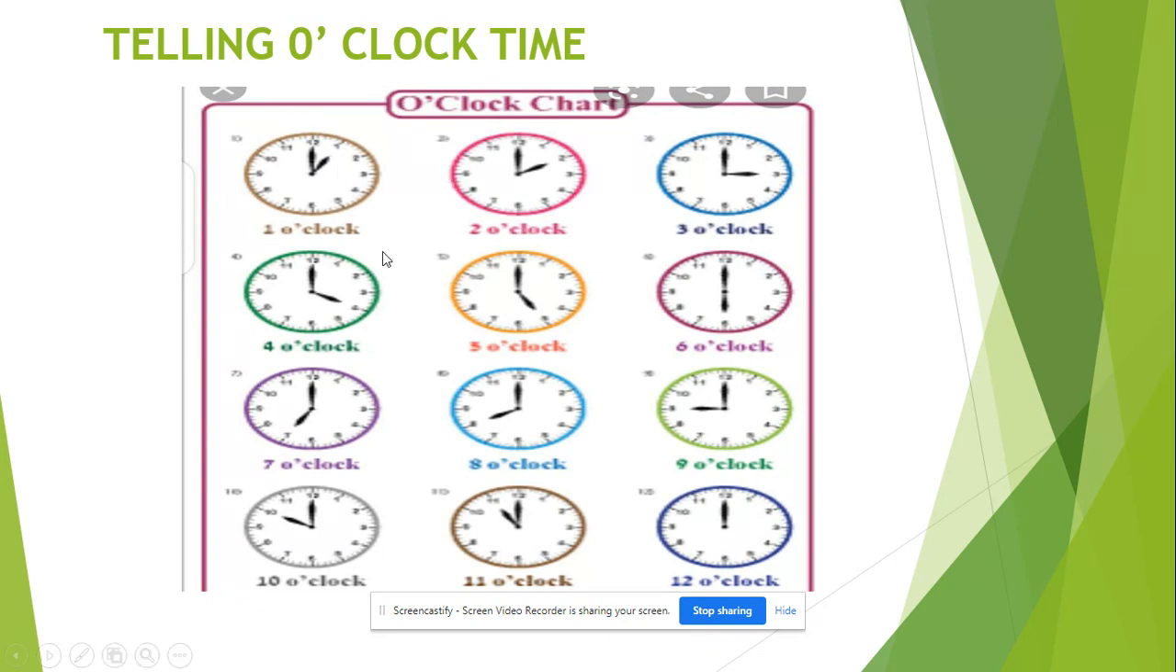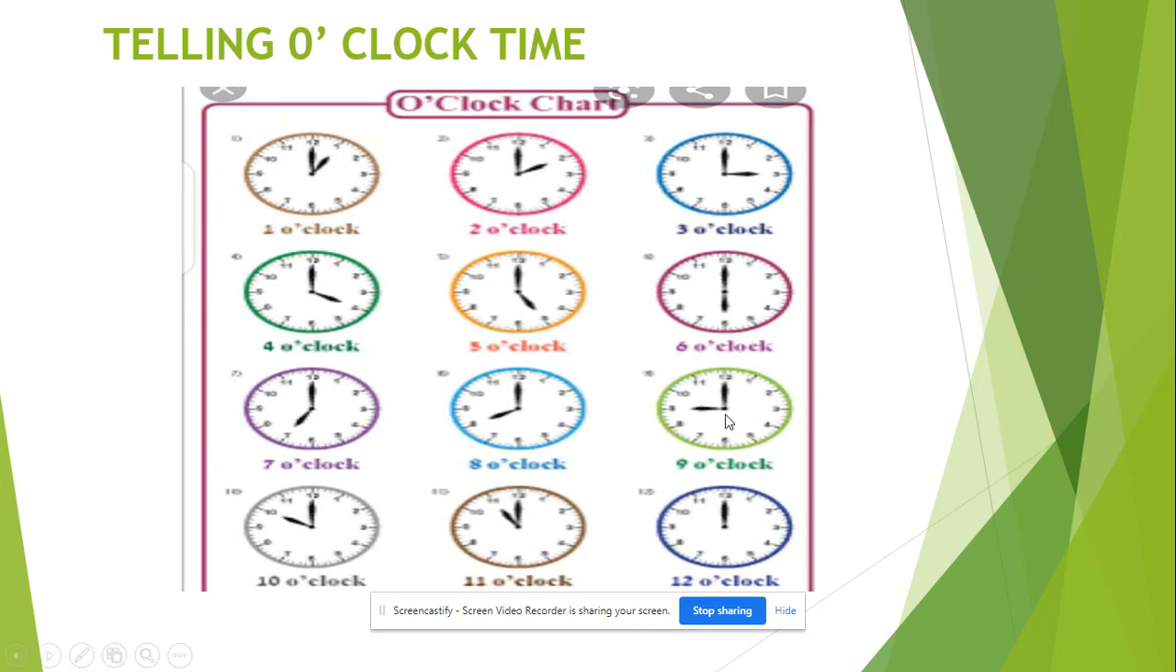Now, the same thing here, look at this. Your minute hand is on 12, your hour hand is on 4. So the time is 4 o'clock. So the time is o'clock whenever your long hand is on 12. Do you understand me now? Your long hand is the minute hand. So whenever your long hand is on 12, the time is o'clock.